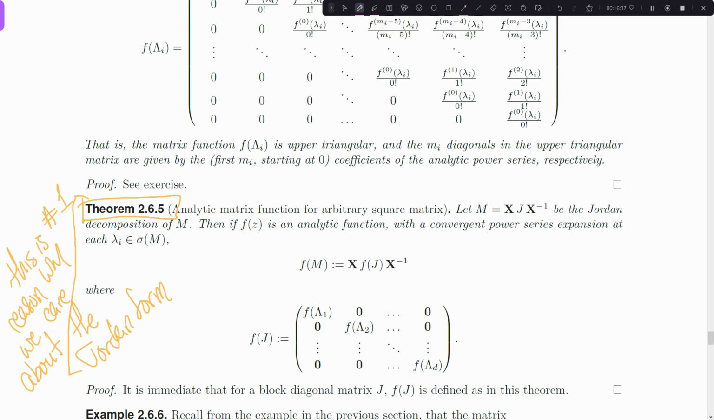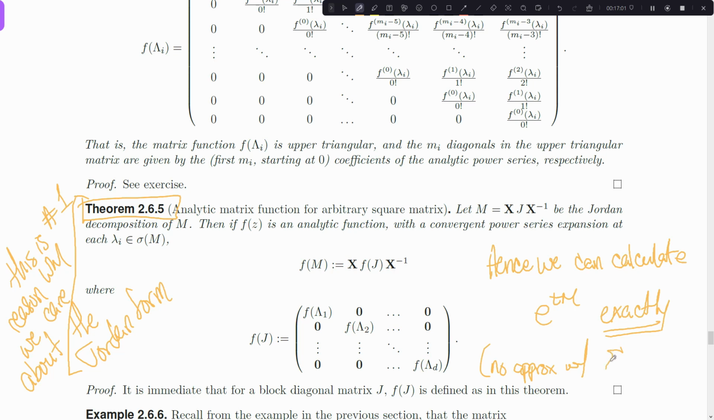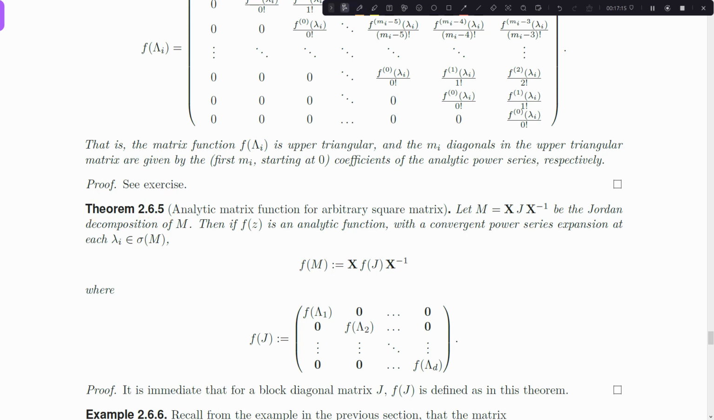And so hence we can calculate e to the tM, and we can do it exactly, right? We don't need to approximate this. We can actually do it exactly with the Jordan normal form. No approximations with the Taylor series. So you don't have to rely on approximating the exponential of the matrix with the Taylor series. You can truly calculate it exactly with this theorem.